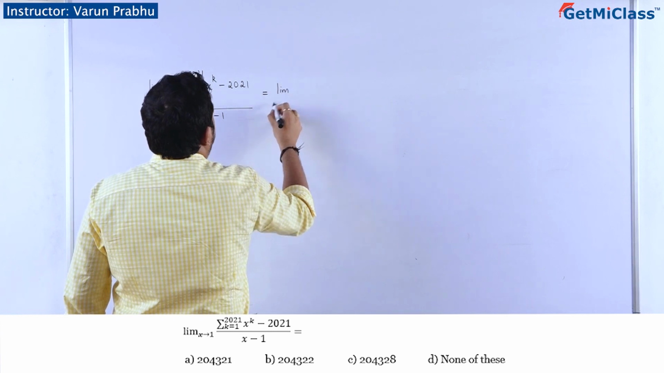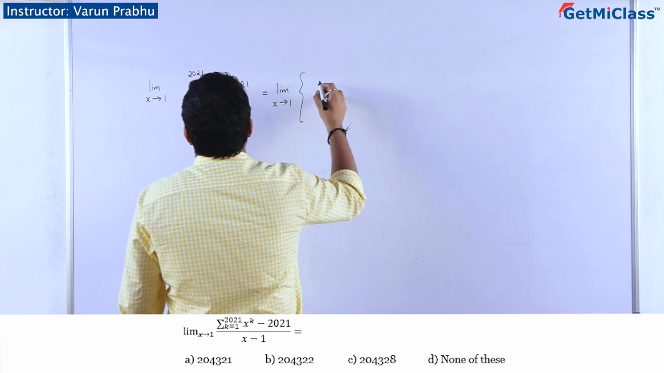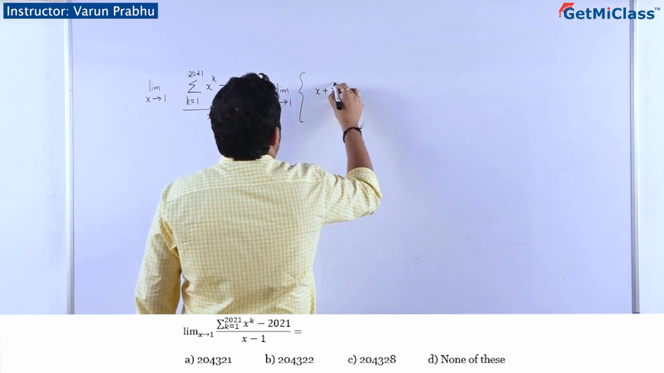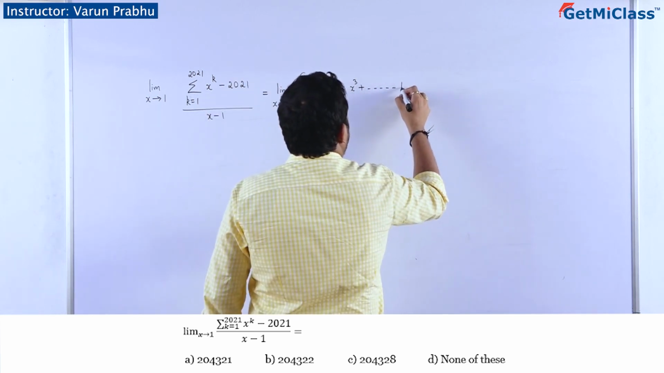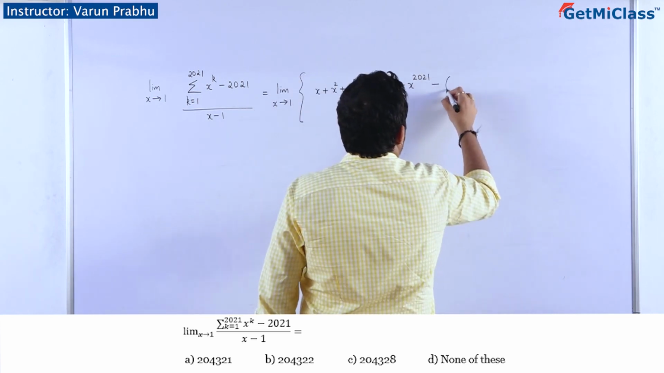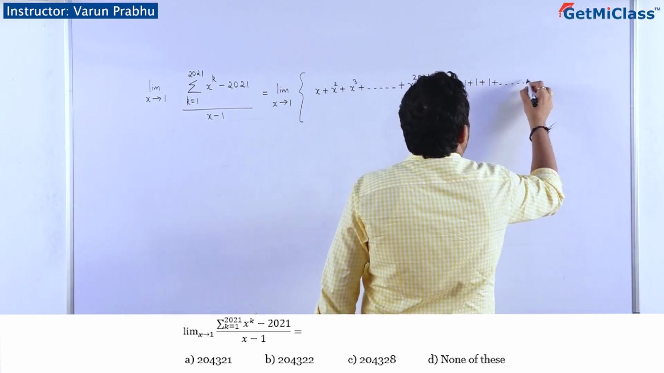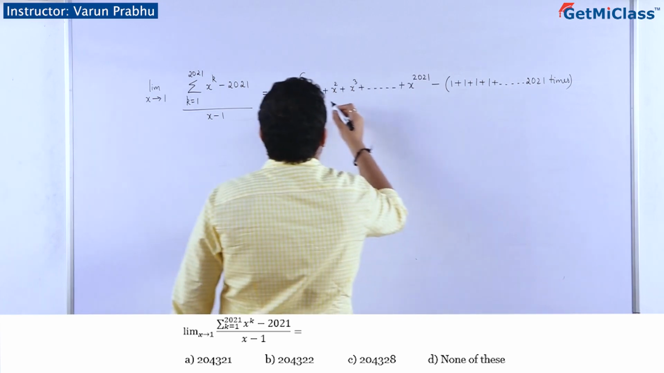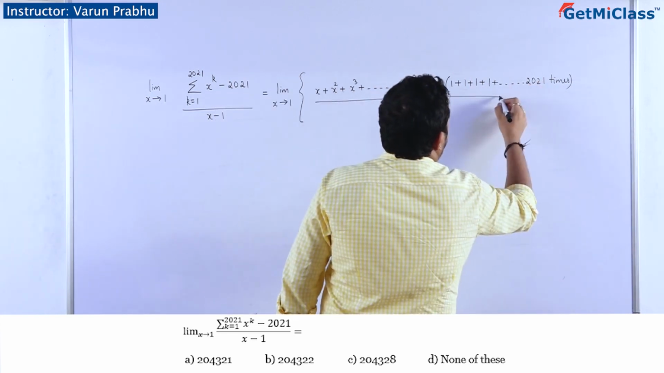So we can write the limiting value of x tending to 1. Is it okay? We'll start like this. When k is equal to 1, this is of the form x plus x square plus x cube plus so on up to plus x to the power 2021, minus 2021, which can be written as 1 plus 1 plus 1 plus so on up to 2021 times, correct? 2021 times, whole divided by x minus 1.